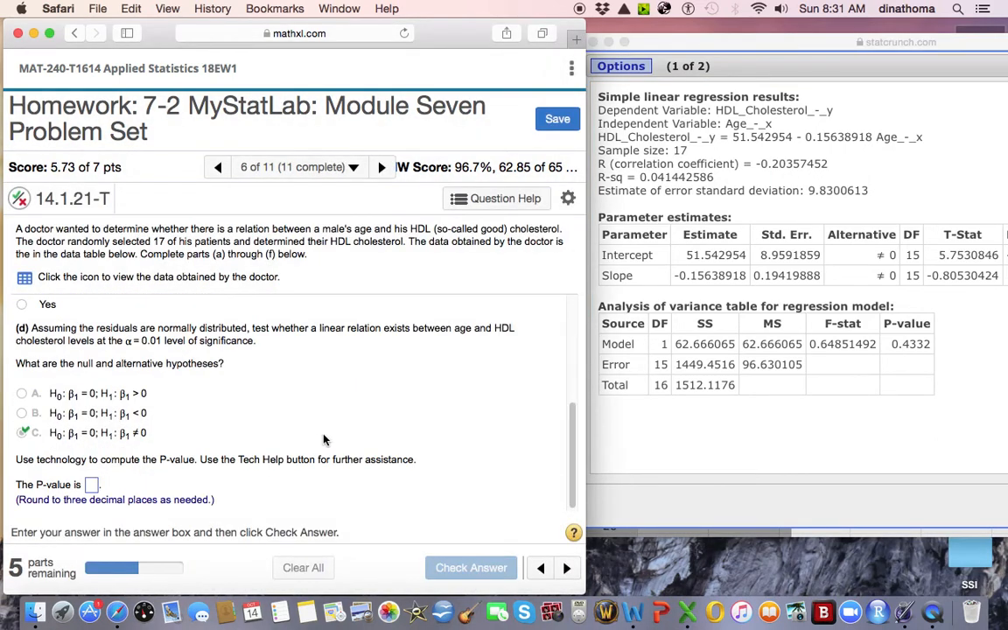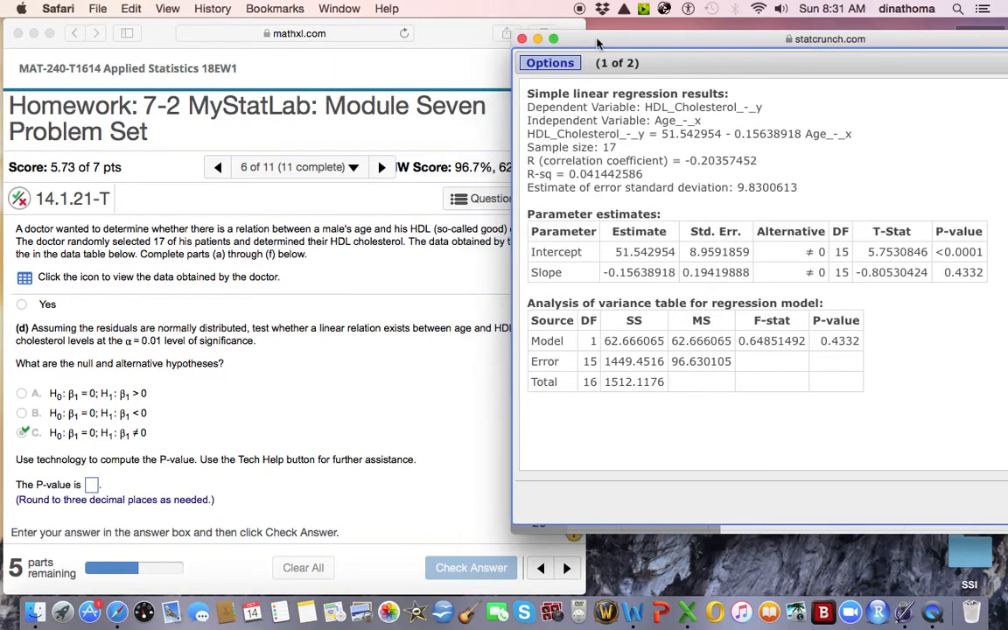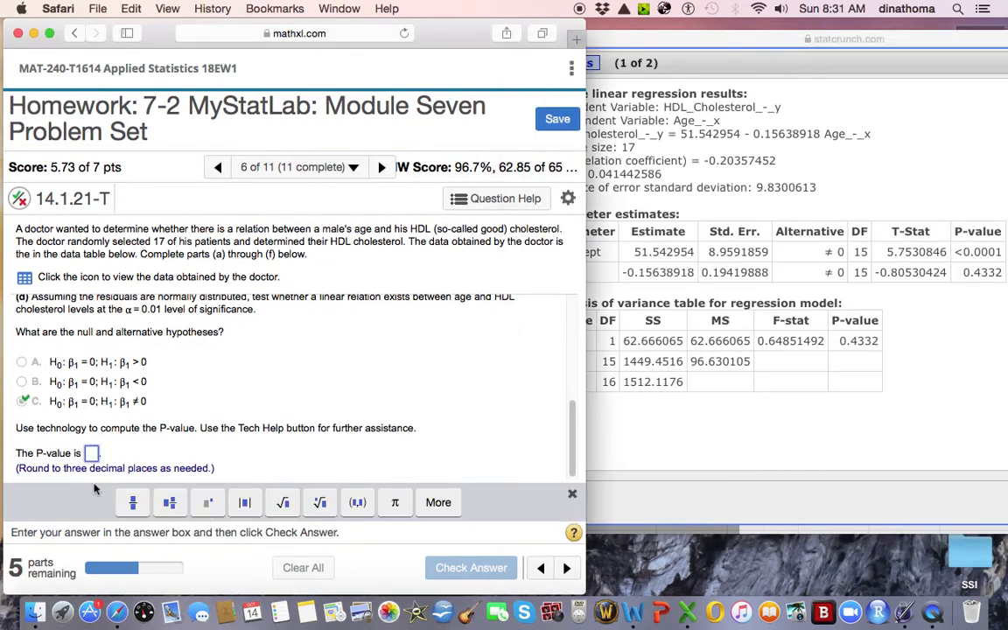All right. P-value. Again, we want the p-value from the slope. So we come over here. My p-value is .4332. They want 3 decimal places. 0.433.